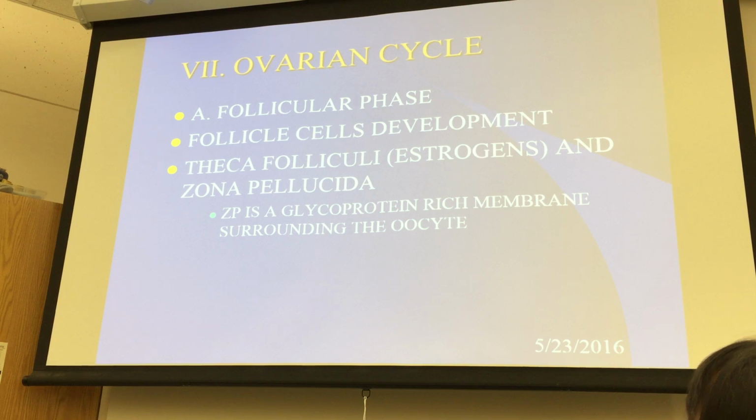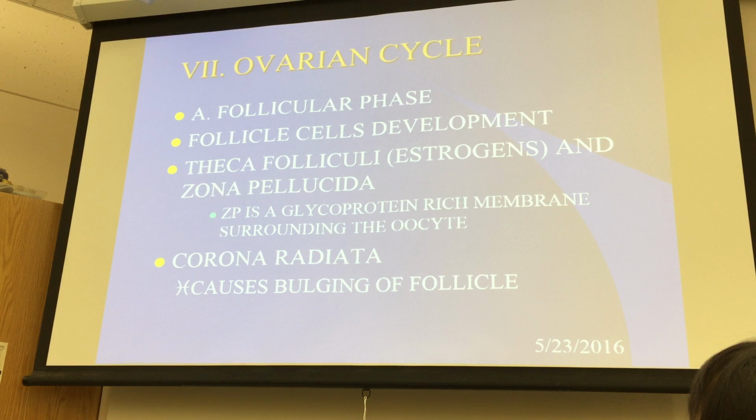The zona pellucida is a glycoprotein around the oocyte as it develops. And then I showed you a picture this morning, and I told you about a radiating crown of cells called a corona radiata.